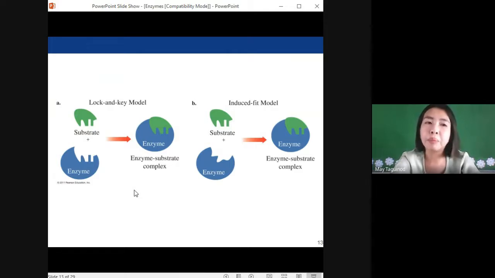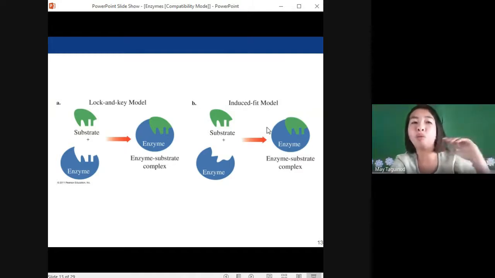So imagine you twist the key in the padlock. What will happen to the key? It will be broken. Those broken pieces of the key are the products, and they are released from the enzyme. The enzyme remains unchanged and the process happens all over again.